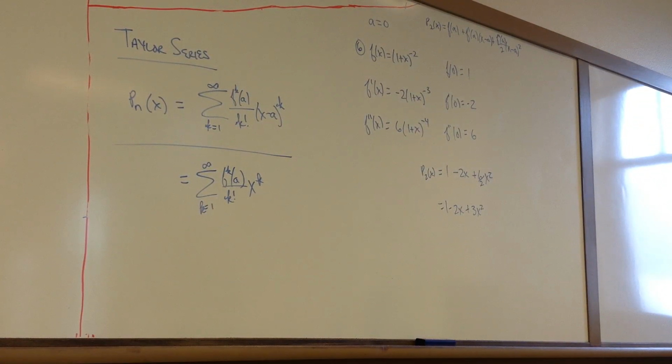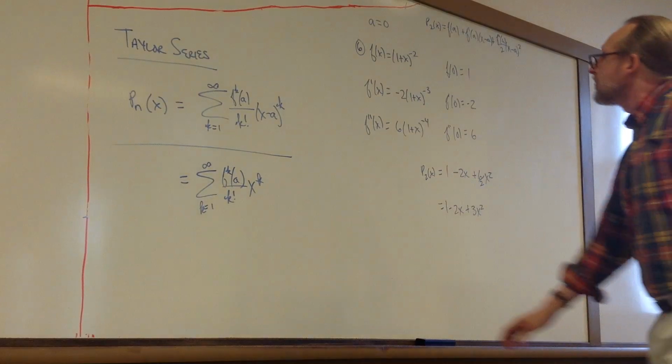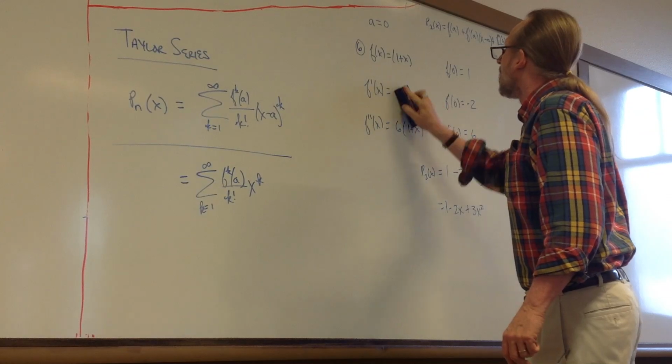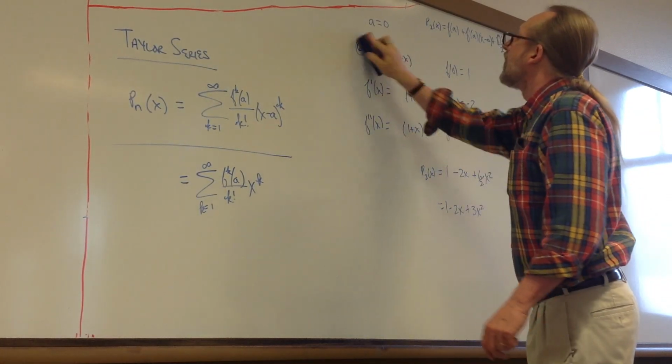Let's see here. Problem 8 is just 1 plus x to the positive 1/2 power.